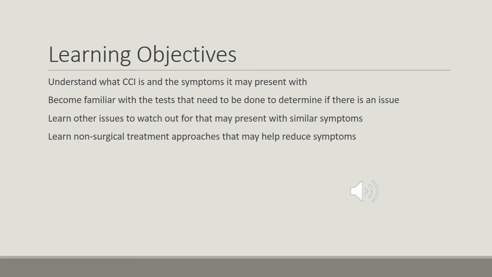Now, this is a pretty science-heavy lecture and a lot of material to get through. But our learning objectives, we've pinned them down to 4 things. We need to understand what CCI is and the symptoms it may present with. We need to become familiar with the tests that need to be done to determine if there is an issue. Learning other issues to watch out for that may present with similar symptoms will be our 3rd stepping stone. And our last one, we want to learn non-surgical treatment approaches that may help reduce your symptoms.